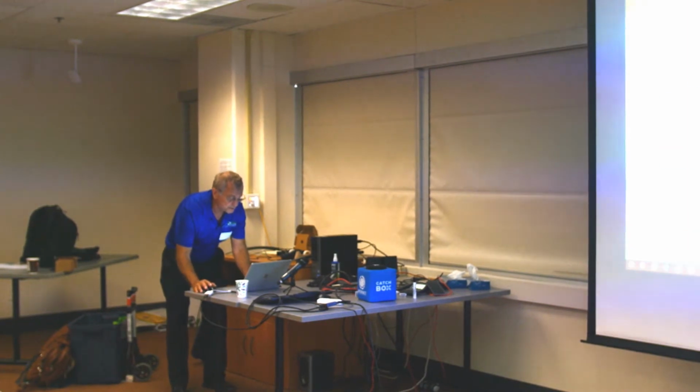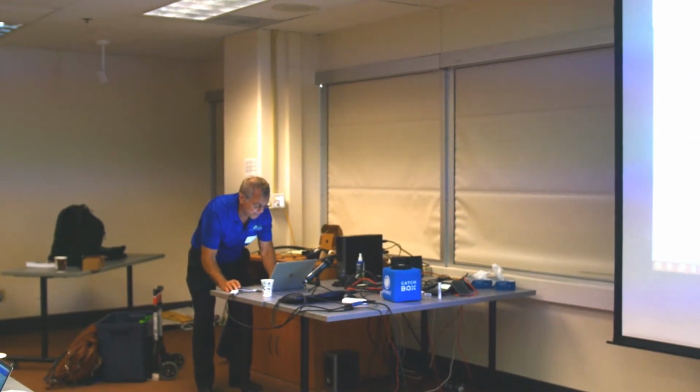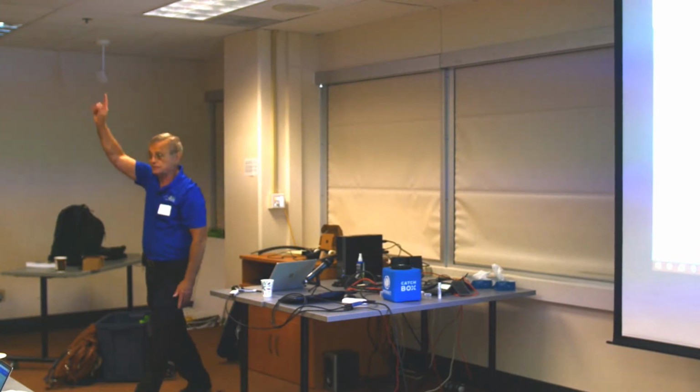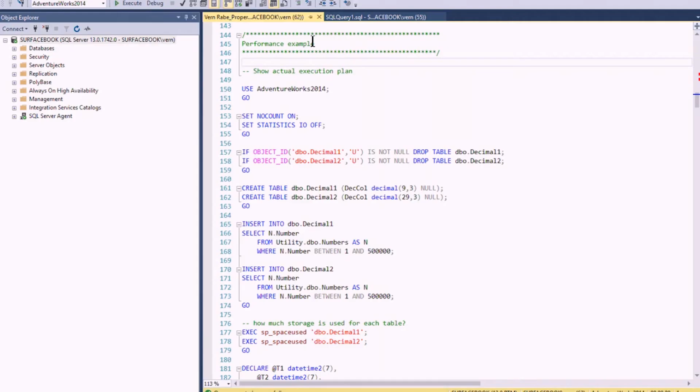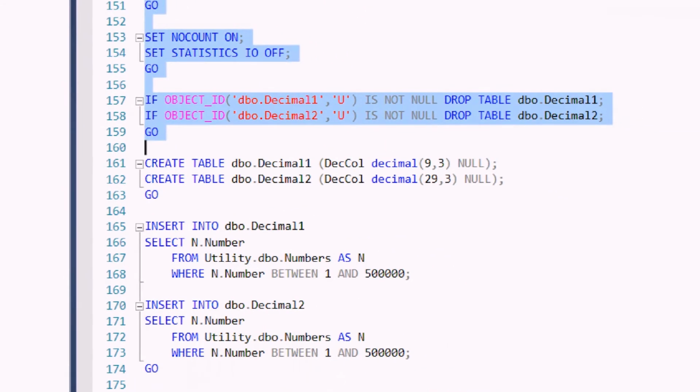Many performance benefits of using the right data type. So show the actual, who uses actual execution plans? Who looks at execution plans? Okay, 2/3, 3/4, yeah. So the execution plan tells you what SQL Server is doing inside to execute a query.